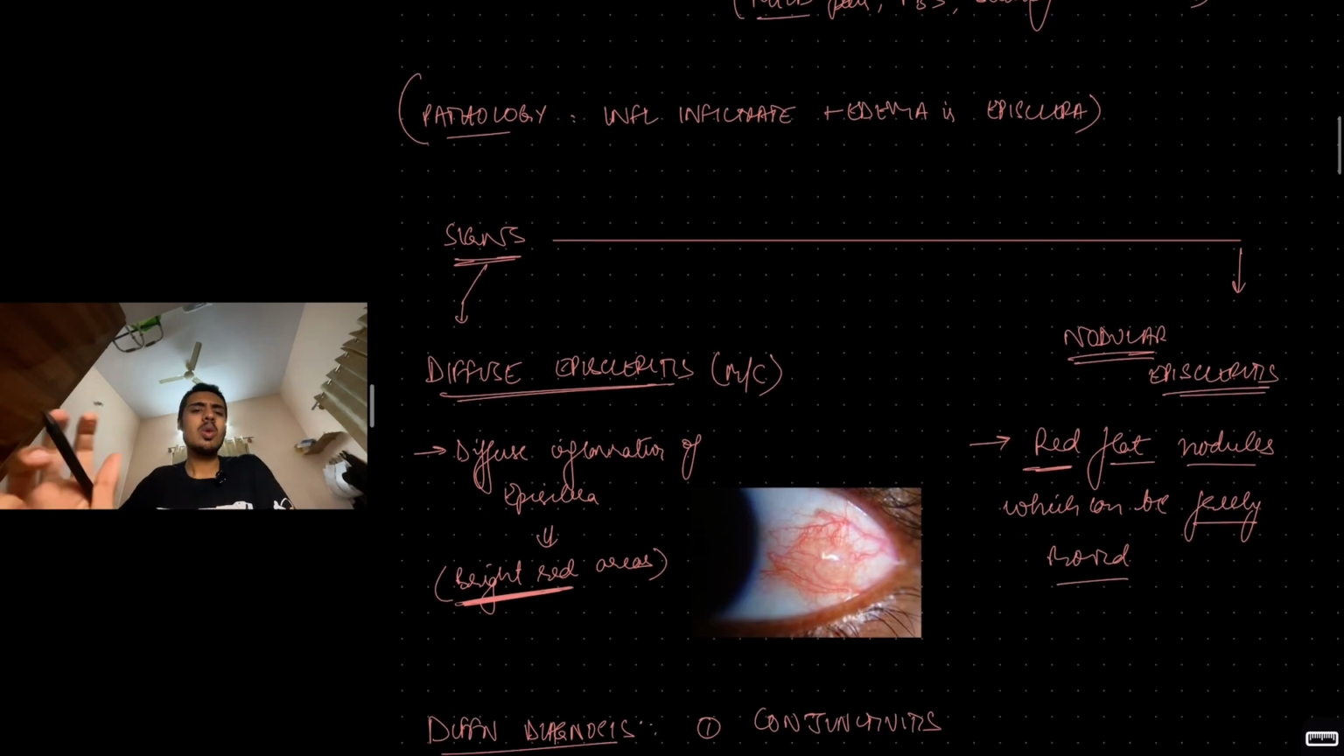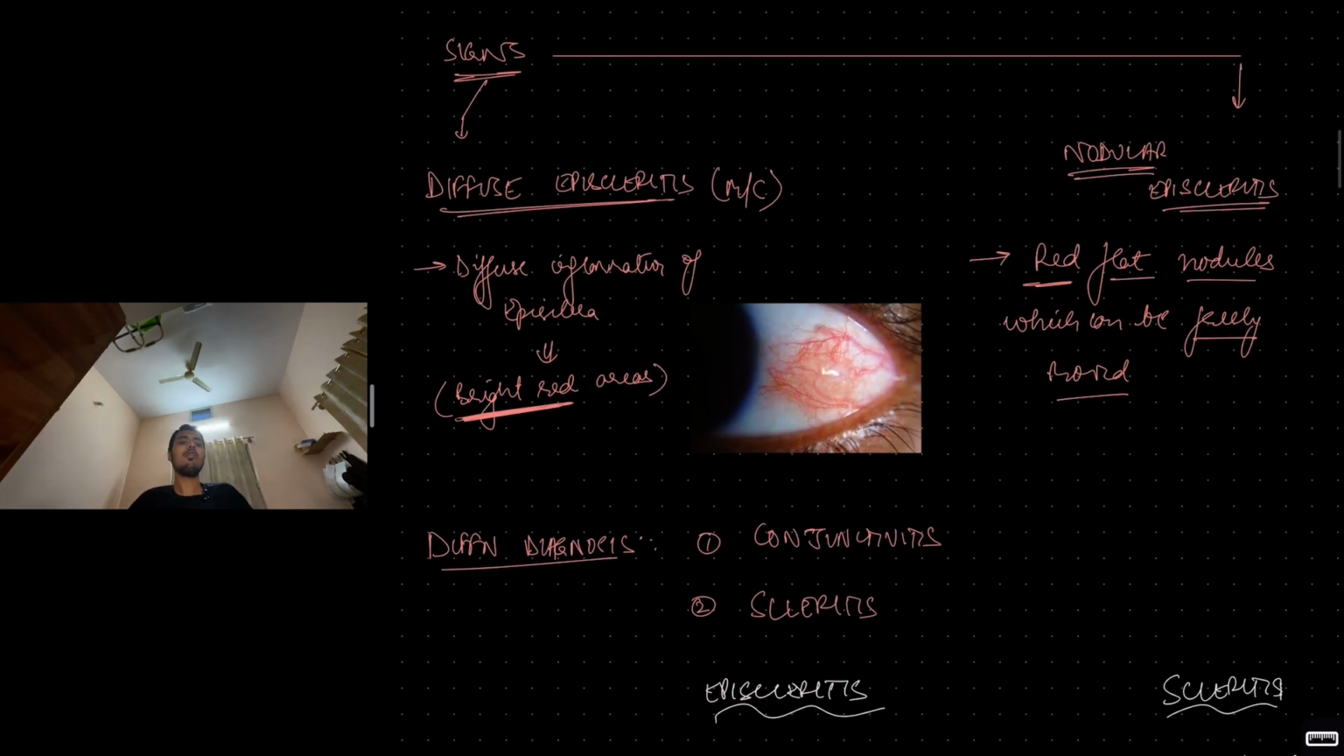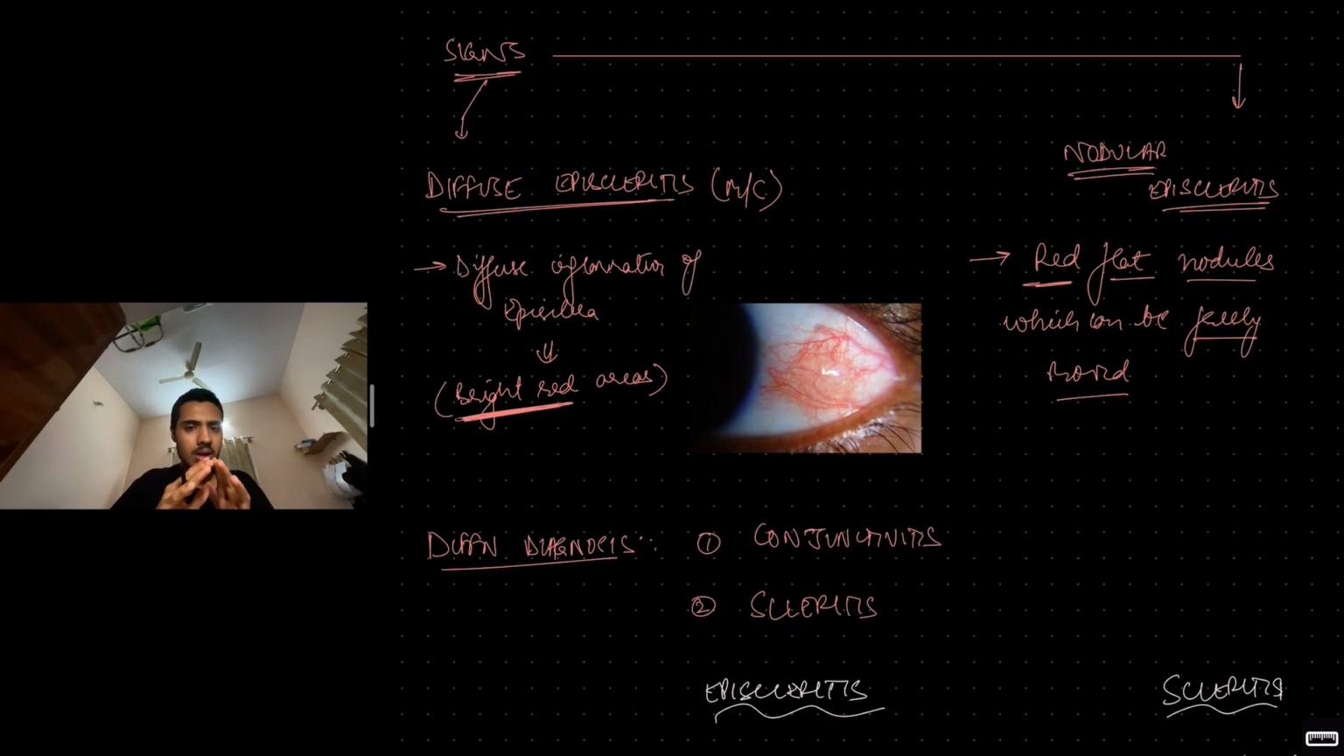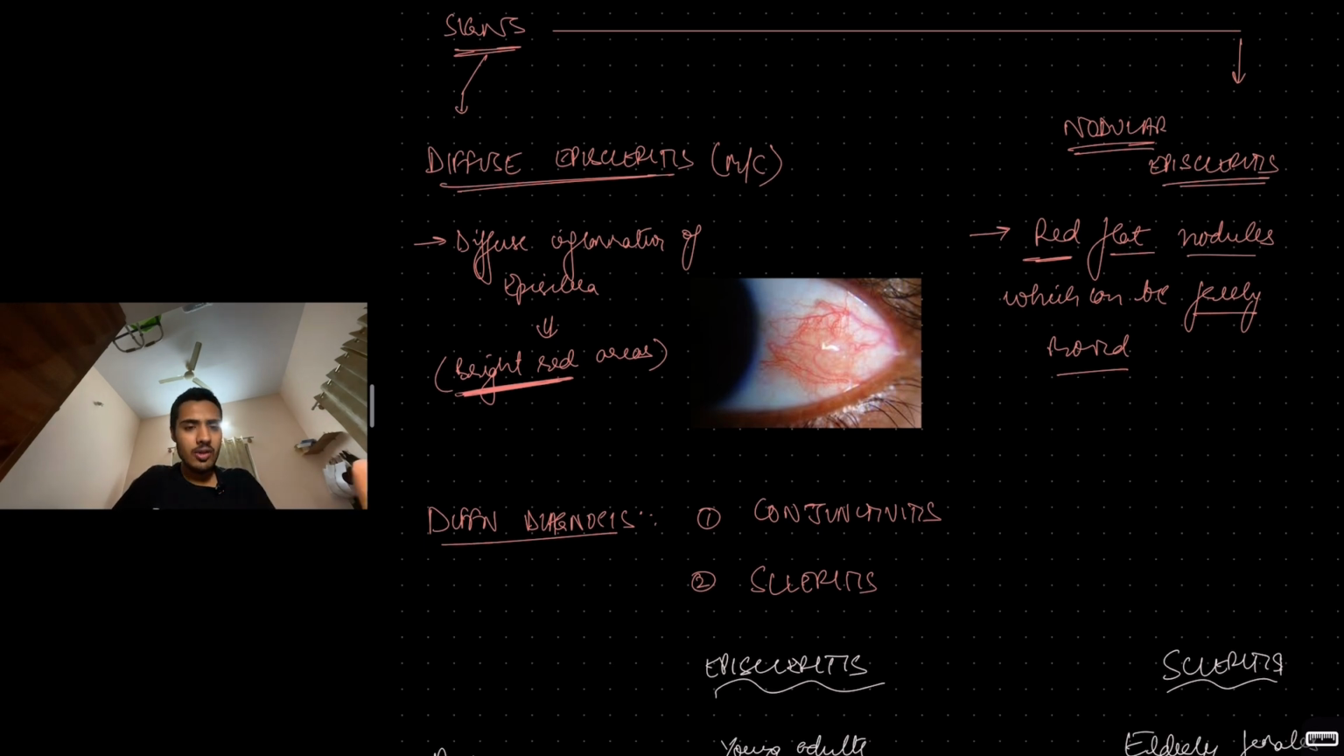Pathology, what is it? Basically, it is inflammation. So you'll have inflammatory infiltrate, edema in the episclera. Simple. Coming to the signs. See, you can have two types of episcleritis: diffuse episcleritis and nodular episcleritis. Diffuse episcleritis, it is diffuse inflammation of the episclera. There is no patchiness. It is just diffuse, irregular inflammation of the episclera. So wherever the diffuse inflammation is there, you will see bright red areas. As you can see here, bright red vascularity, inflammation.